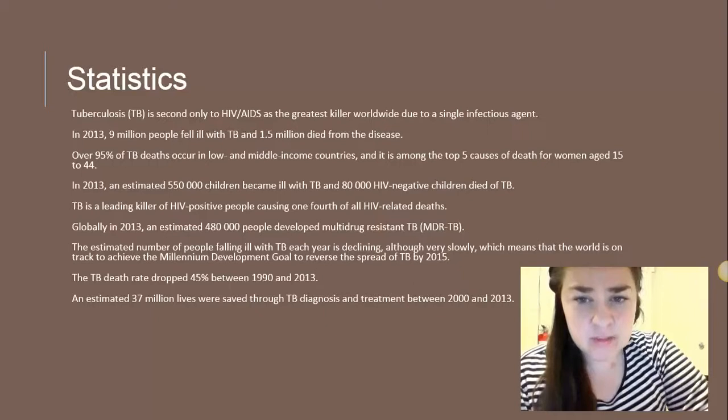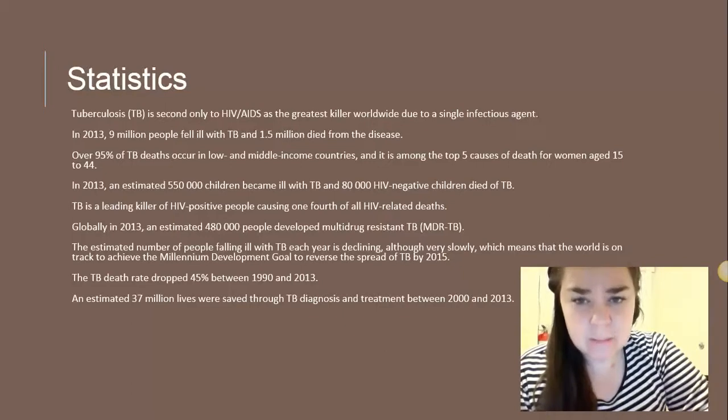In 2013, an estimated 550,000 children became ill with tuberculosis, and 80,000 HIV-negative children died of TB. TB is a leading killer of HIV-positive people, causing 1/4 of all HIV-related deaths. Globally, in 2013, an estimated 480,000 people developed multi-drug resistant tuberculosis.